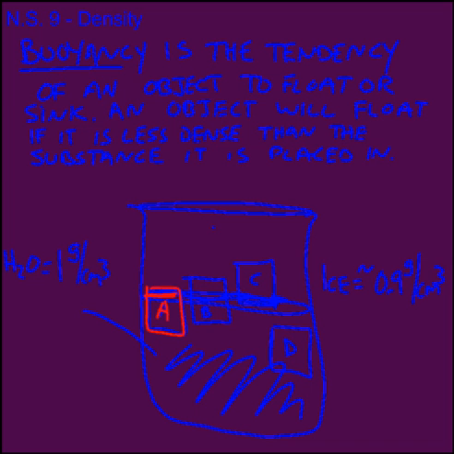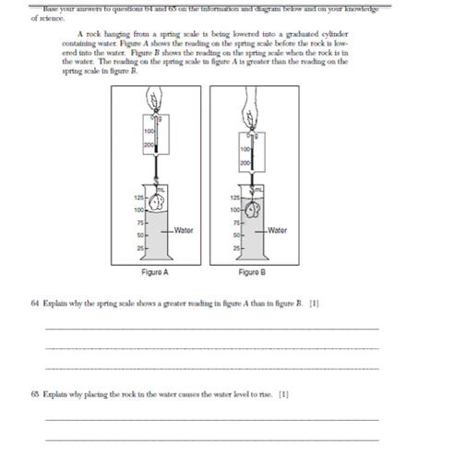Okay, let's look at some examples from the state test now. Here's an interesting one which relates to what we just learned about buoyancy. A rock hanging from a spring scale is being lowered into a graduated cylinder containing water. Figure A shows the reading on the spring scale before the rock is lowered into the water. Figure B shows the reading on the spring scale when the rock is in the water. The reading on the spring scale in figure A is greater than the reading in figure B. And in 64, we need to explain why the spring scale shows a greater reading in figure A than in figure B.